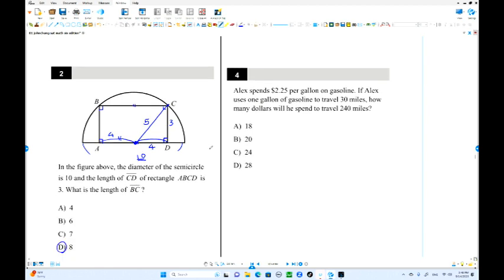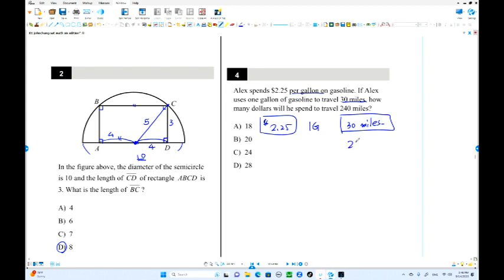Here is number 4. Alex spends $2.25 per gallon. Alex used 1 gallon and traveled 30 miles. So $2.25 is for only 1 gallon, and this 1 gallon traveled 30 miles. How many dollars will she need to travel 240 miles? So we're going to find the relation between dollars and mileage. To travel 30 miles, it costs $2.25.